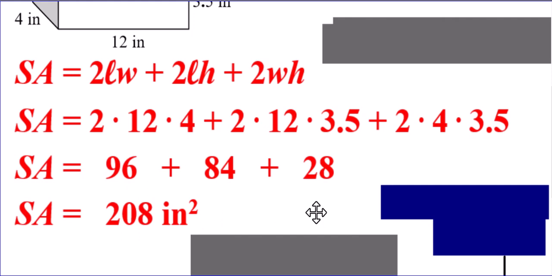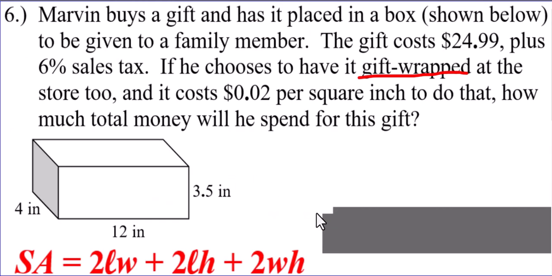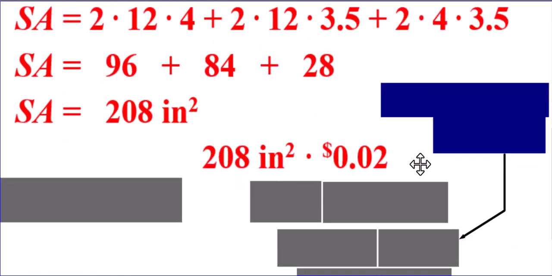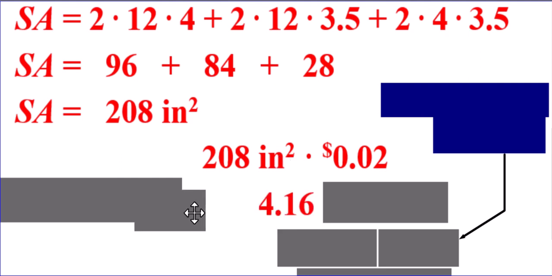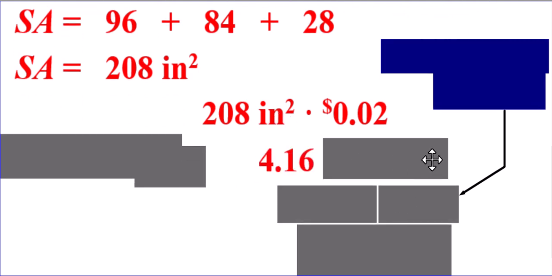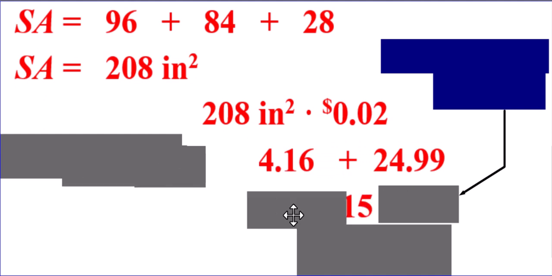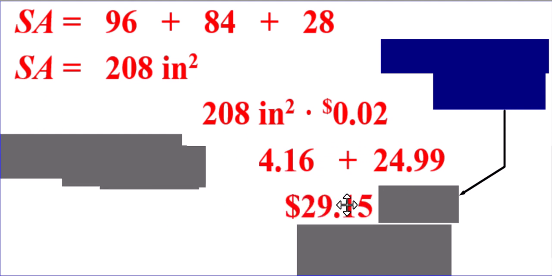But we're not done. We need to realize that the gift costs $24.99, but there's also 6% sales tax, and we're also getting the gift wrap for 2 cents per square inch. So let's take the cost per square inch times the square inches, which is 416. But don't forget, we also have to pay for the gift, which was $24.99. That's going to give you $29.15. Are we done?